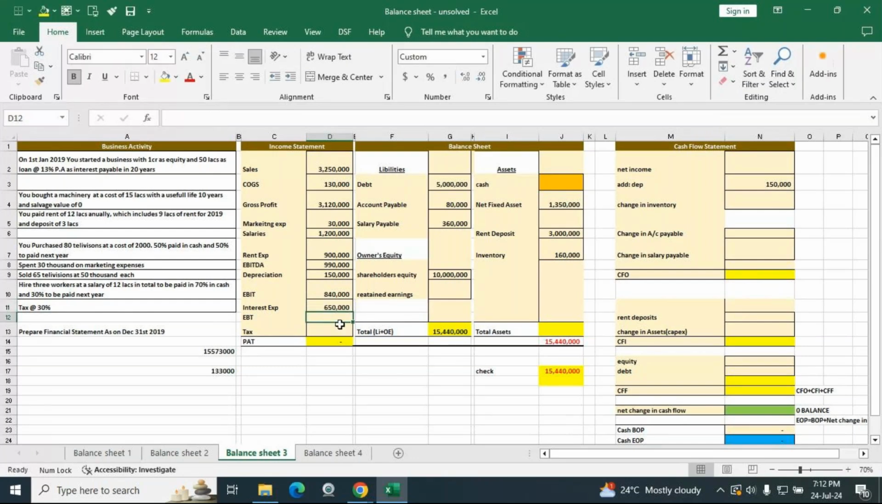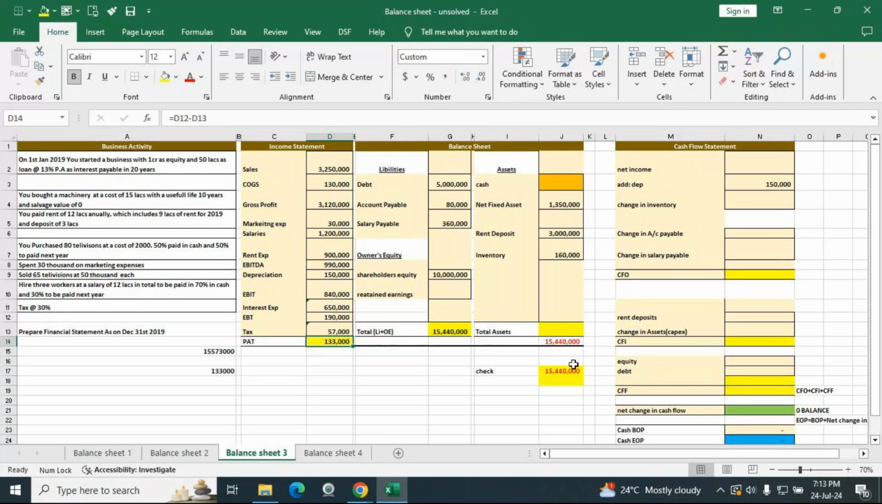Okay. EBT, that is earnings before tax. It will be EBIT, that is earnings before interest and tax, minus interest expenses. So that is 1,90,000. So now I need to calculate the tax. Whatever the earnings before tax is there, on that I need to apply 30% of tax as they have mentioned in the question. So equals earnings before tax into 30%. So it is 1,33,000. Okay. So here I have got these values.